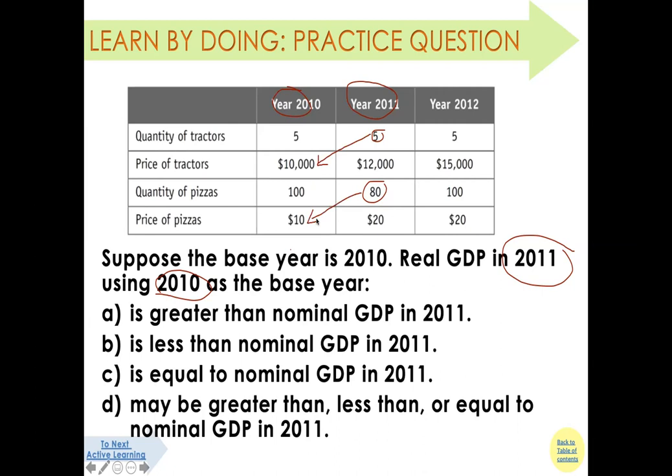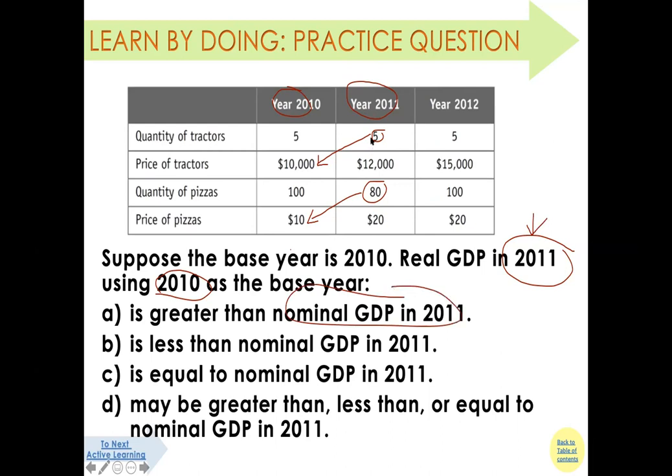All right, and then we can compute the other years. For example, if you want to calculate the real GDP in 2012, we use 5 times this 10,000, and 100 times this 10. So this is how we calculate the real GDP for different years. But this question asks you to compare the real GDP in 2011 versus the nominal GDP in 2011.